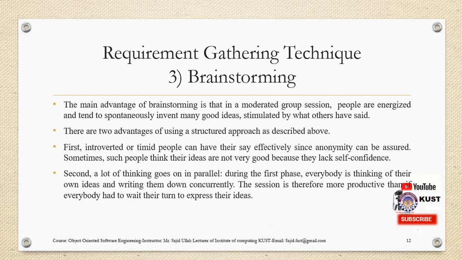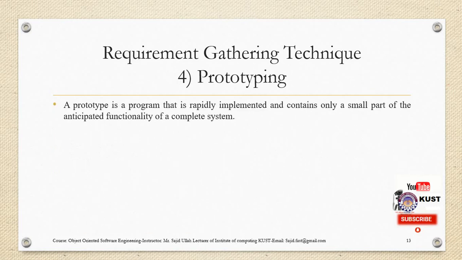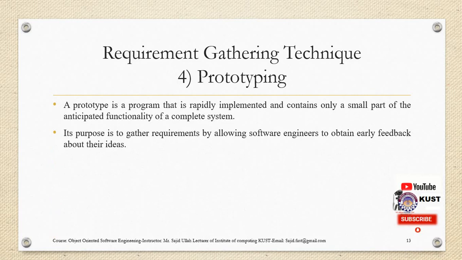First, introverted or timid people can have their say effectively, since anonymity can be assured. Sometimes such people think that their ideas are not very good because they lack self-confidence. Second, a lot of thinking goes on in parallel during the first phase, with everybody thinking of their own ideas and writing them down concurrently. These sessions are therefore more productive than if everybody had to wait their turn to express their own idea.